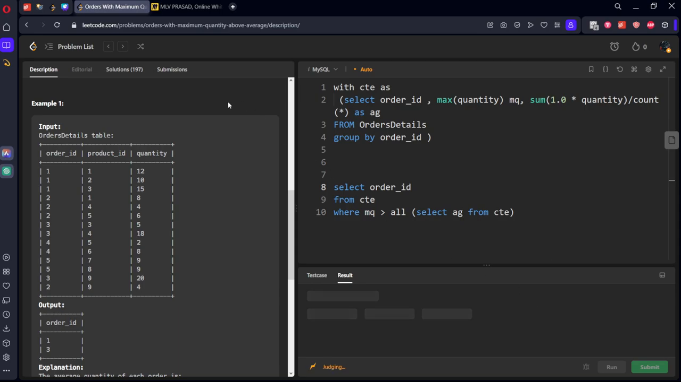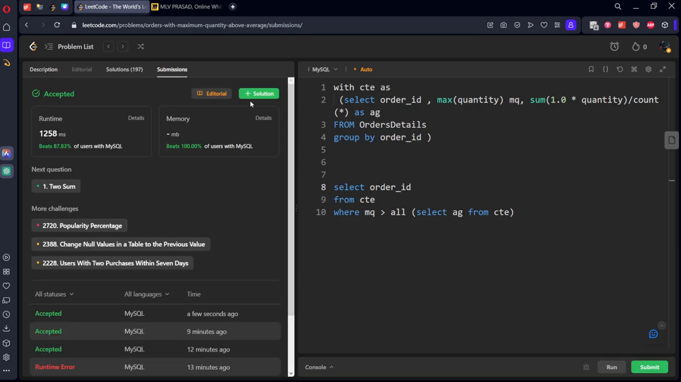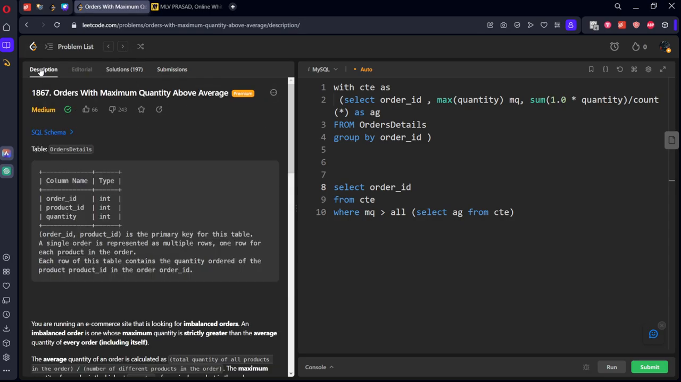Let's submit it. Okay, the solution has been successfully accepted by the platform.